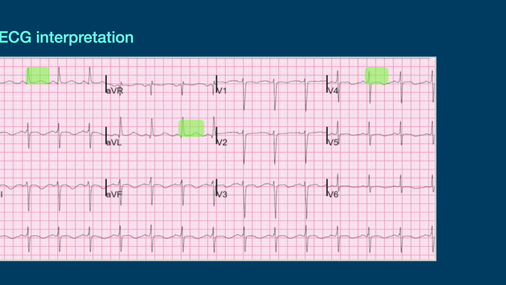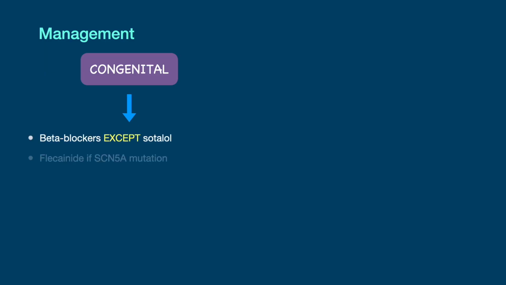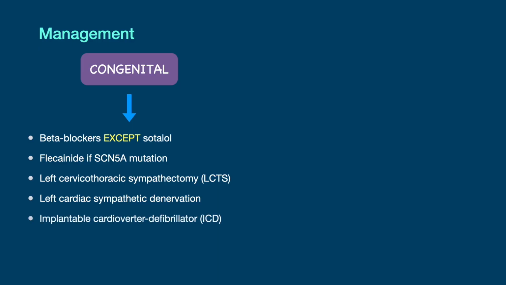When it comes to management, it can be largely grouped into two for congenital and acquired causes. Beta blockers can be used to blunt the adrenergic response in congenital long QT syndrome. Take note that sotalol may exacerbate long QT syndrome as well. For acquired long QT syndrome, importantly, avoid drugs which prolong the QT interval and other precipitants if appropriate.